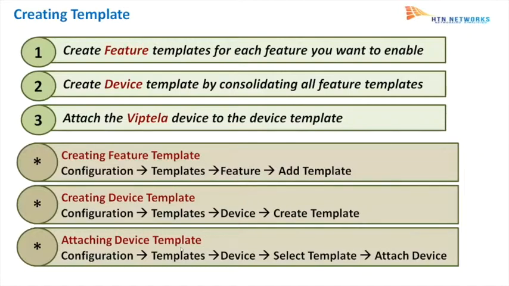And third thing is you want to attach that template to a device, like let's say a vEdge router. So you go to configuration, template, and device, and then from the device drop down you select the template for vEdge, and then you say attach device, and then you can select which device you want to attach that template to.